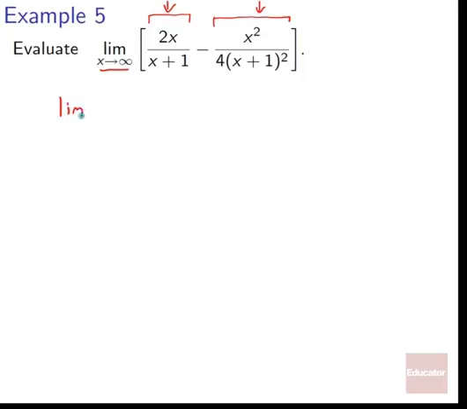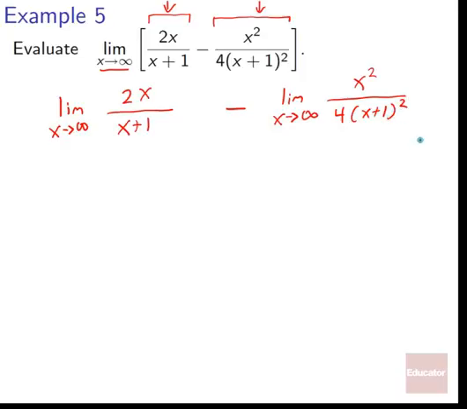So we can split it into the limit as x goes to infinity of the first portion, 2x over x plus 1, minus the limit as x goes to infinity of the second portion, x squared over 4 times (x plus 1) squared. All right, now we can evaluate both of these on their own.